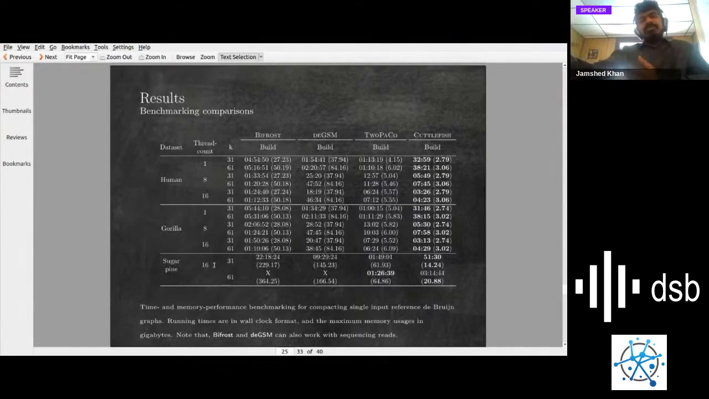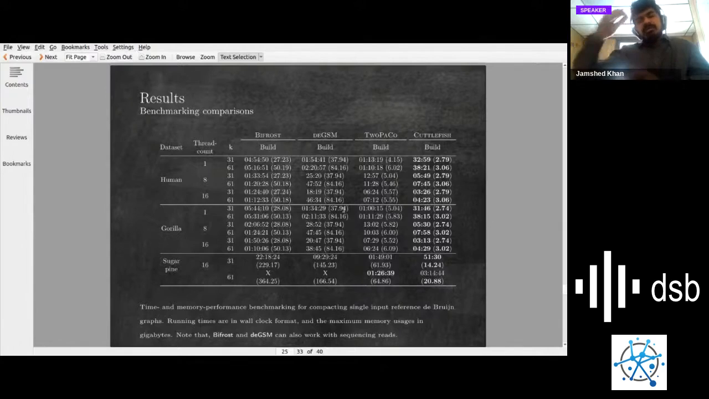and actually this is a subset of the table that appears in the manuscript. So let's not dig into too many details in this table, and let's try to parse 1 or 2 rows. Say for this human dataset and this 16 threads row, if we use k equals 31, then Bifrost builds the de Bruijn graph in like 1 hour and a half using 27 gigs of memory. DGSM takes like 18 minutes using 38 gigs of memory. Tupacco takes 6 minutes and a half using around 5.5 gigs, and Cuttlefish builds the graph in 3 minutes and a half using 2.8 gigs of memory.